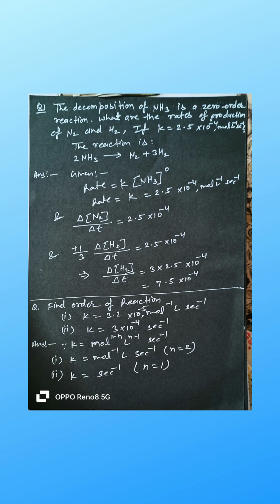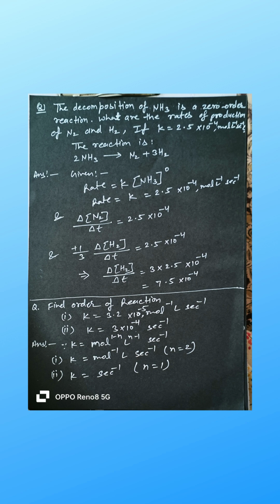Now listen to the final answer clearly. The rate of formation of nitrogen is 2.5 into 10 to the power minus 4 mole per liter per second. The rate of formation of hydrogen is 7.5 into 10 to the power minus 4 mole per liter per second. And remember, in a zero-order reaction, the rate is always equal to the rate constant. After that, we use the reaction ratio to find the rates of the products.